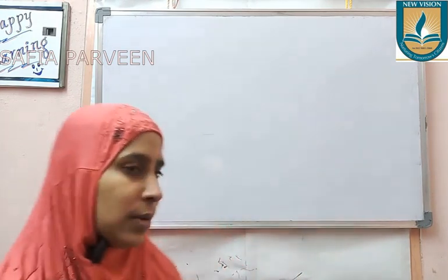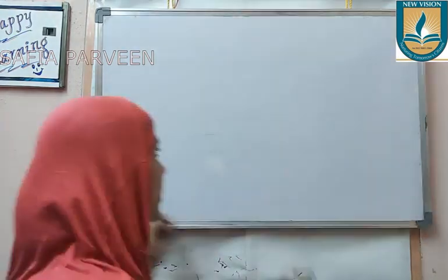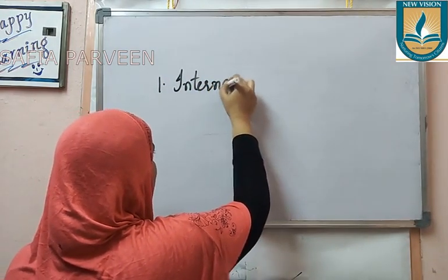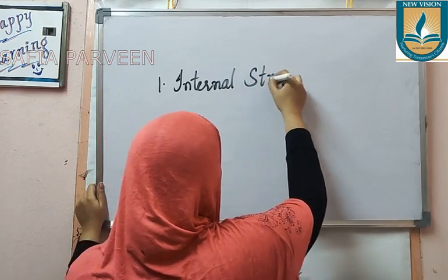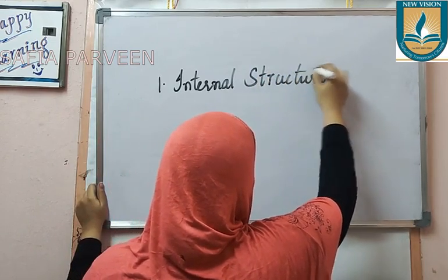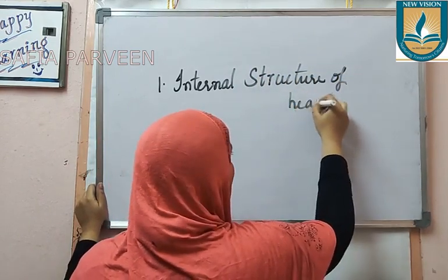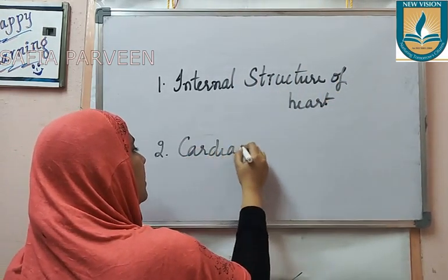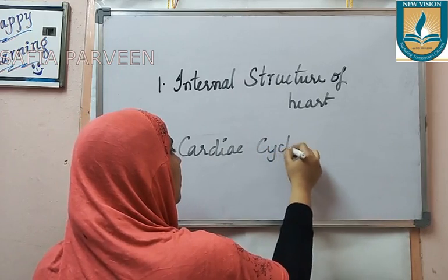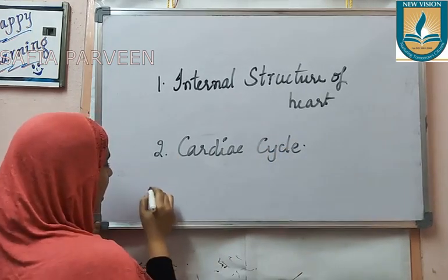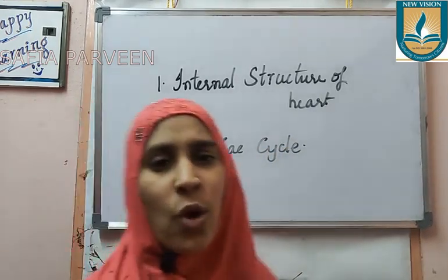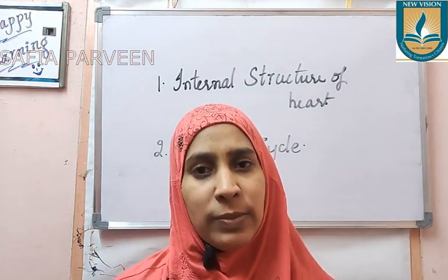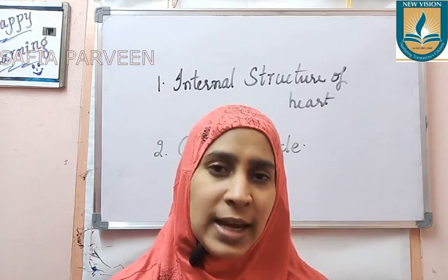In the transport system, we are going to first study the internal structure of the heart. After that, we'll be studying the cardiac cycle, that is nothing but the flow of blood in the heart. After completing these two topics, we'll draw the diagram of the heart also and you'll be drawing along with me. Okay children, let's get started.